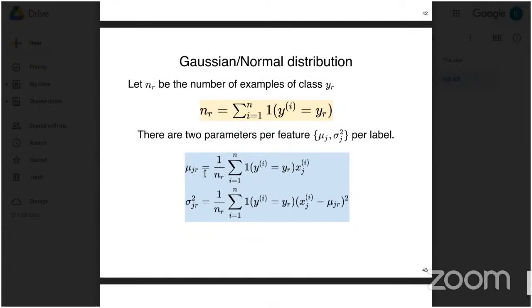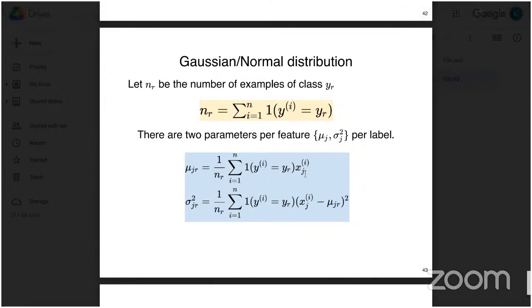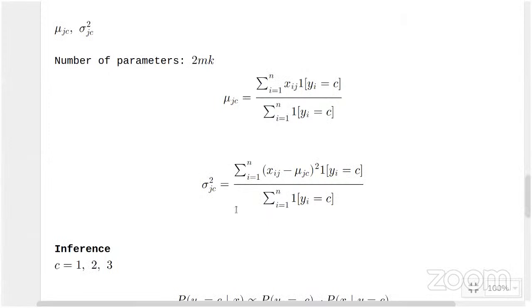It's 1 by nr, the number of examples in class yr, and then you are adding the jth feature. What we have used is xij because we are using this notation, so that's the same thing. That superscript is a turn off. I think this is better. Yeah, agreed. That is total confusion.